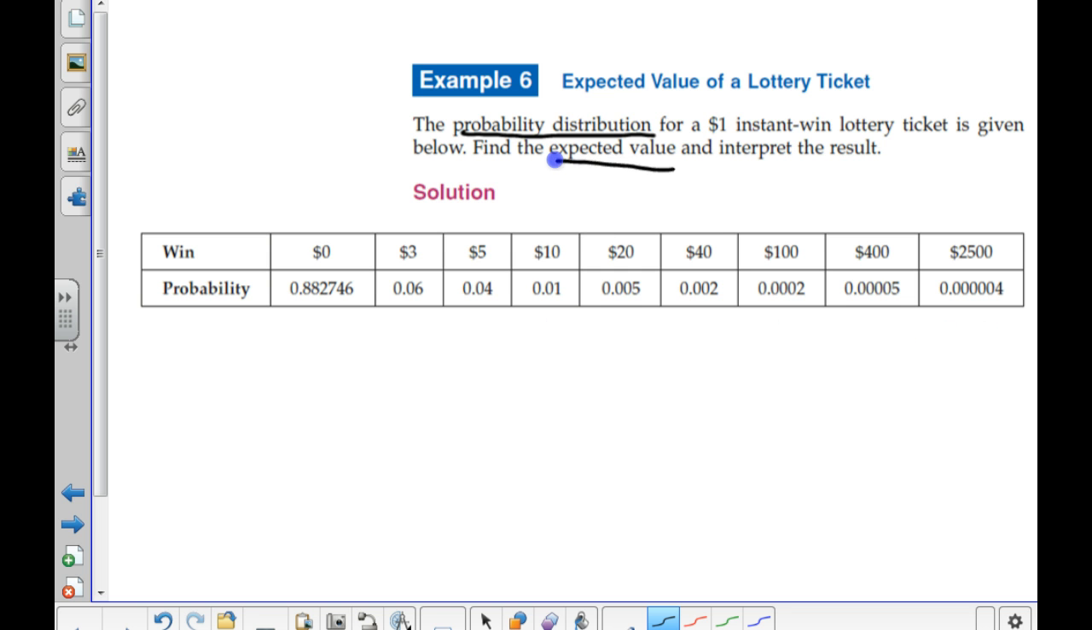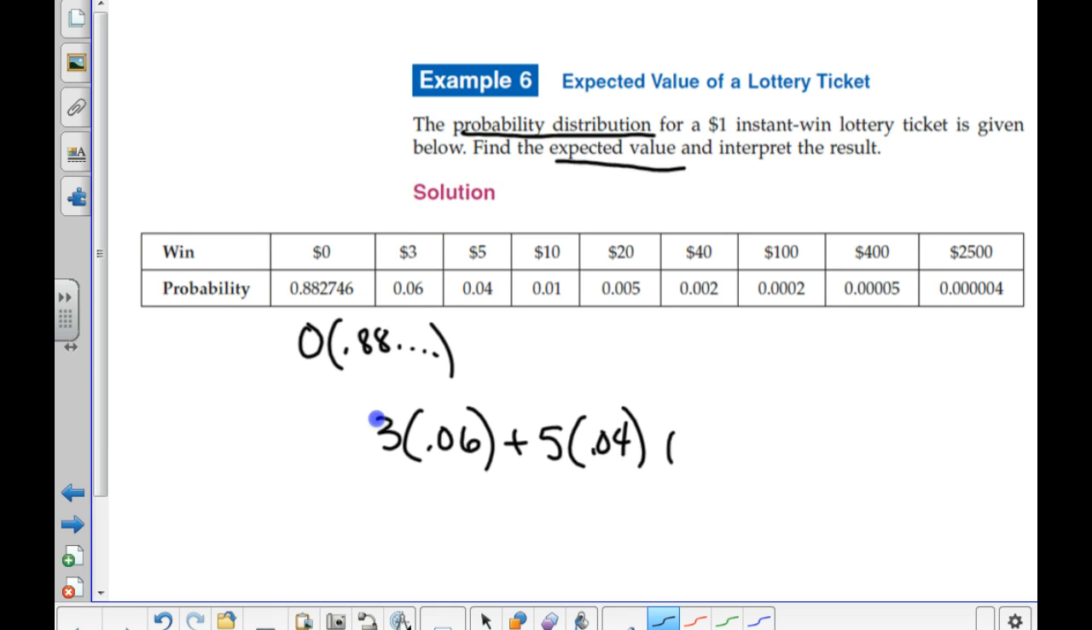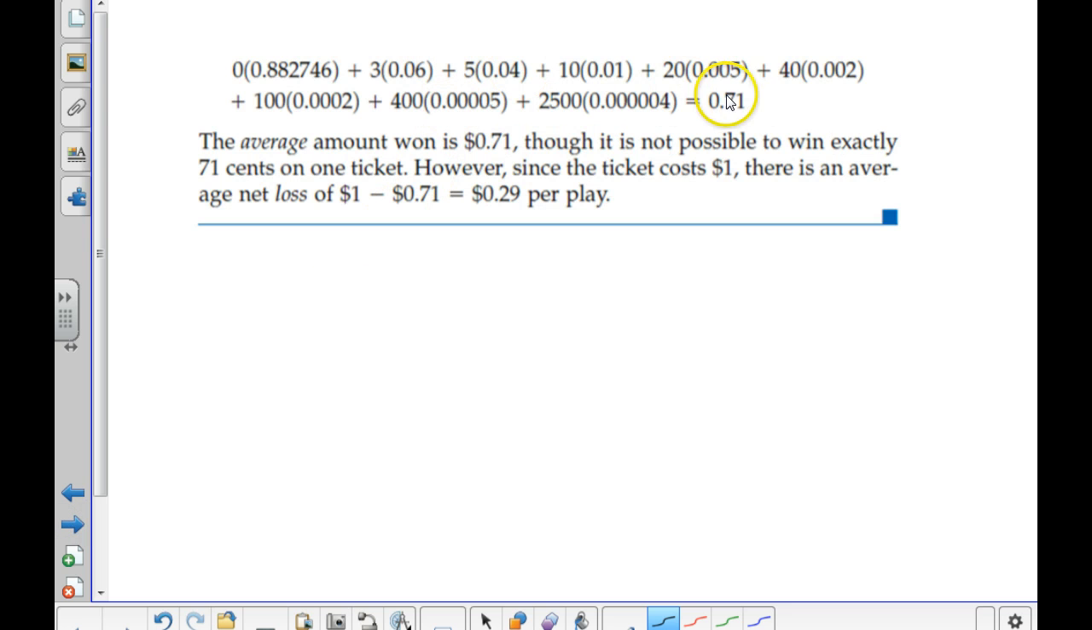To find the expected value, you multiply. I don't need to write all that out because you're going to multiply it by 0, right? But then you multiply 3 times 0.06 plus 5 times 0.04 plus 10 times 0.01. And you add all those up, and it comes out to 0.71. What does that mean? It means if you play the lottery long enough, you can expect to win 71 cents over the course of all those experiments.